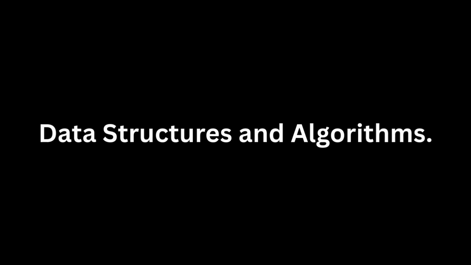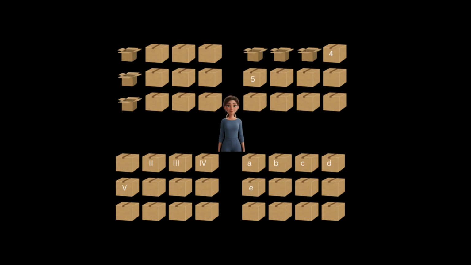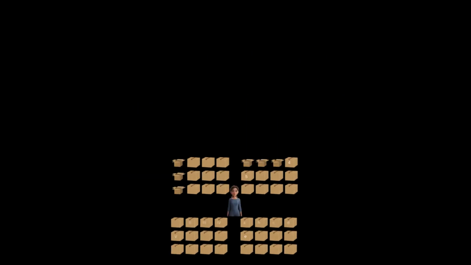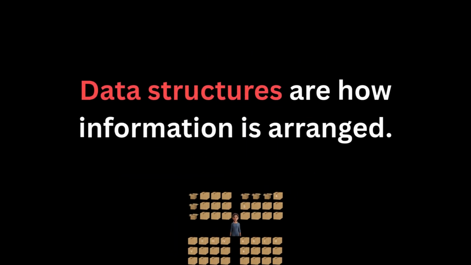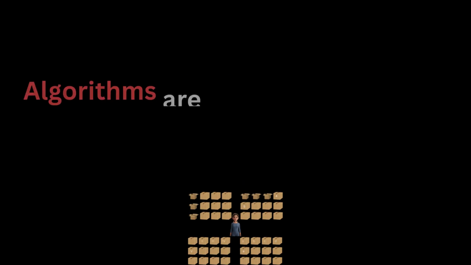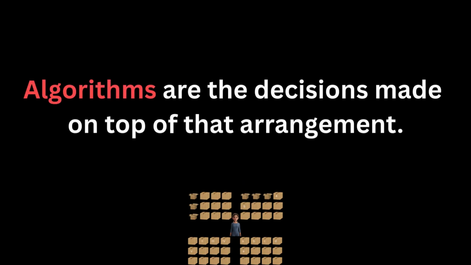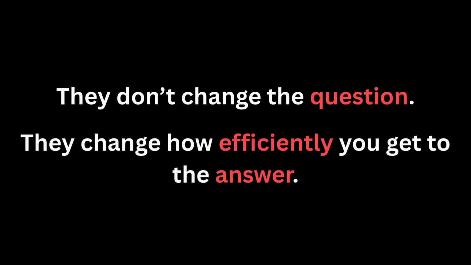What you just saw is the entire idea behind data structures and algorithms. Data structures are how information is arranged. Algorithms are the decisions made on top of that arrangement. They don't change the question. They change how efficiently you get to the answer.